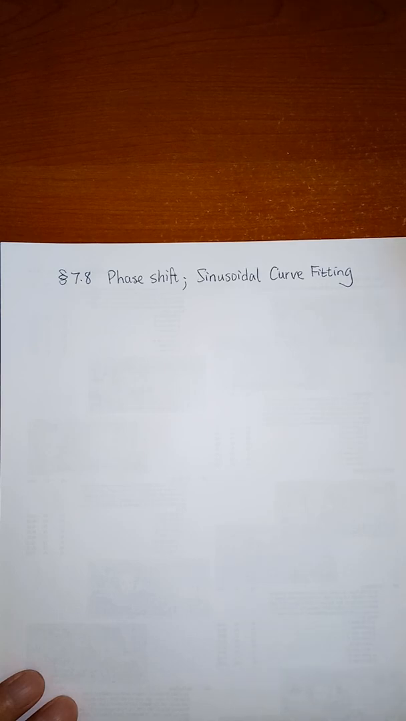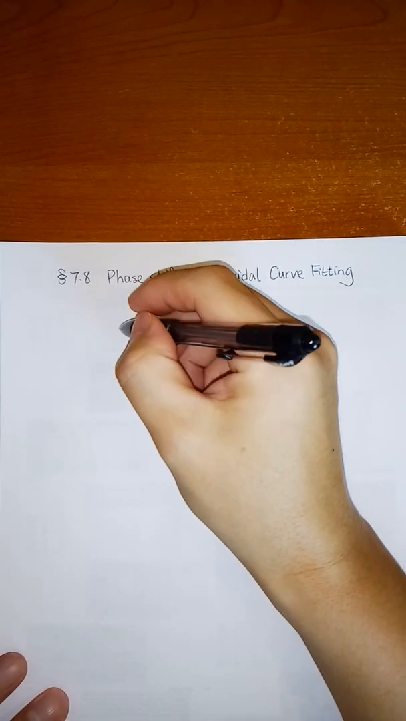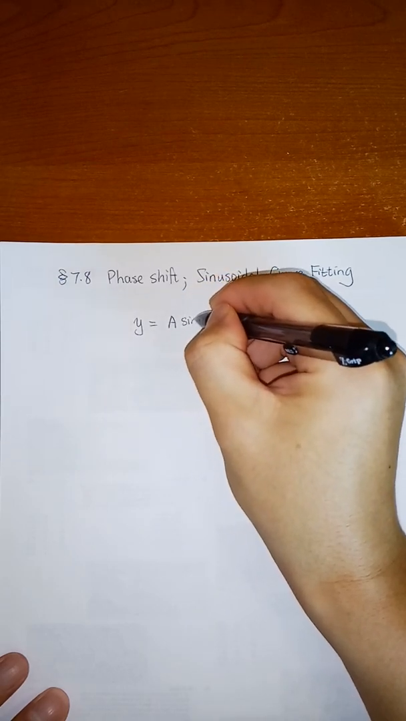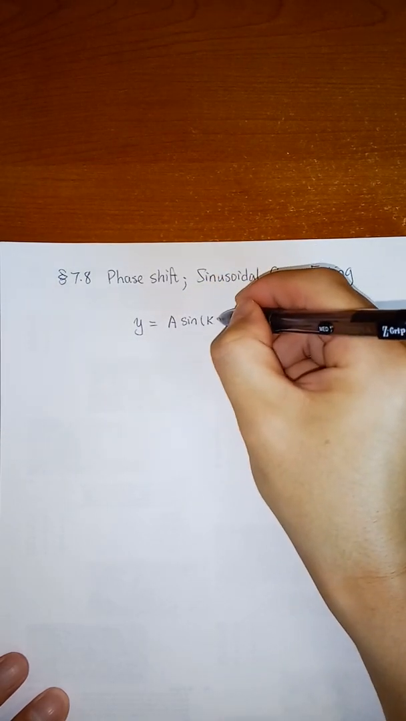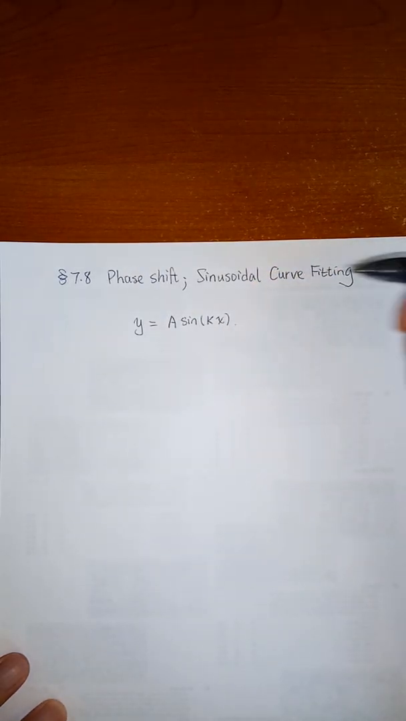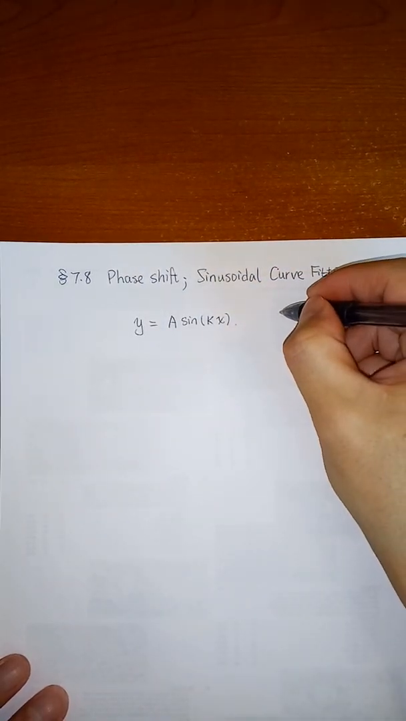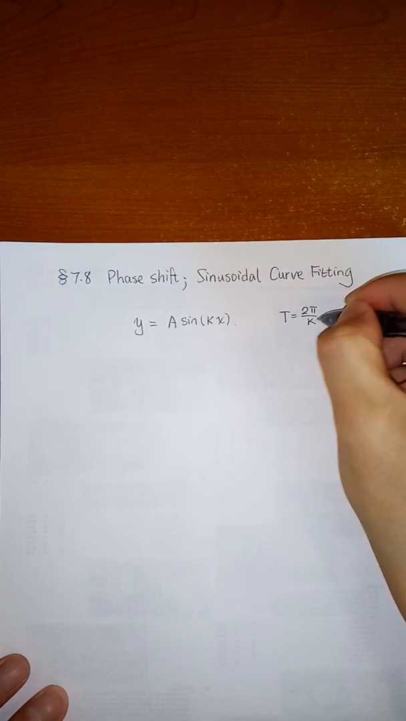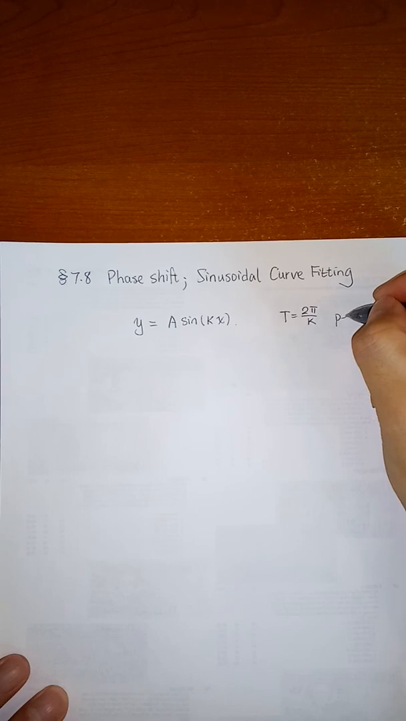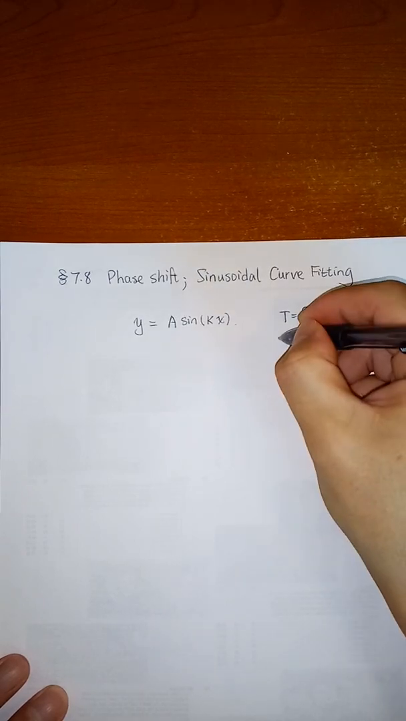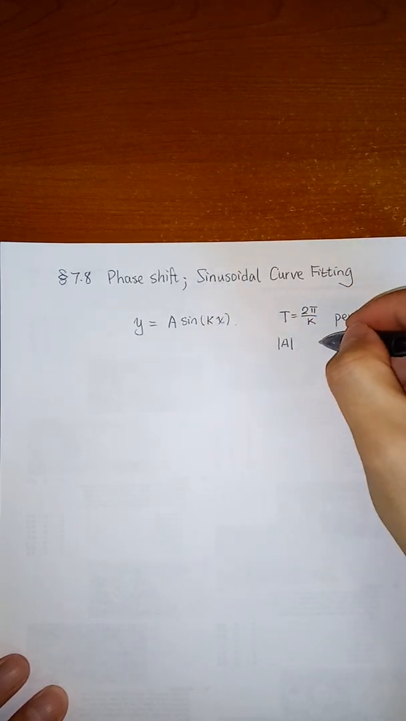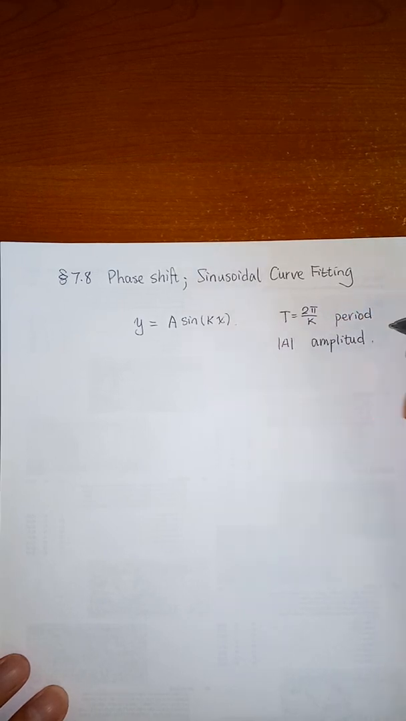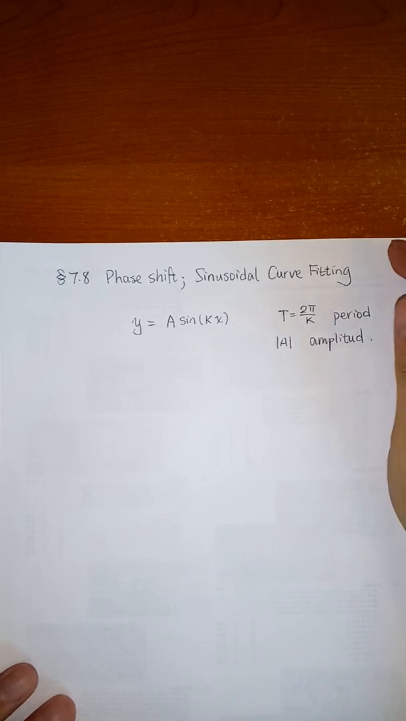Okay, so we already know that when we have y is equal to a times sine kx, then 2 pi over k is the period. Absolute value of a is the amplitude. Okay, so this is something we already know.